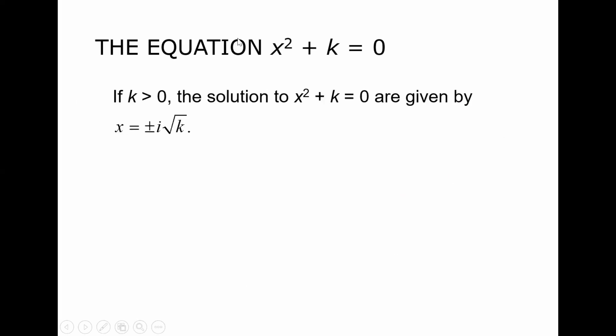All right, what about the equation x squared plus k equals 0? Now, if k is greater than 0, our solution to this is going to be given by plus or minus i square root of k. And why is that? Because if we solve this, if this is plus k, when we subtract k, we have x squared equals negative k. So the square root of that is going to be plus or minus the square root of negative k. Well, that has a negative 1 in it, which gives us an i, so that's going to be plus or minus i square root of k. And so that's why it is, because we have that negative 1 here. And so that gives us the i.